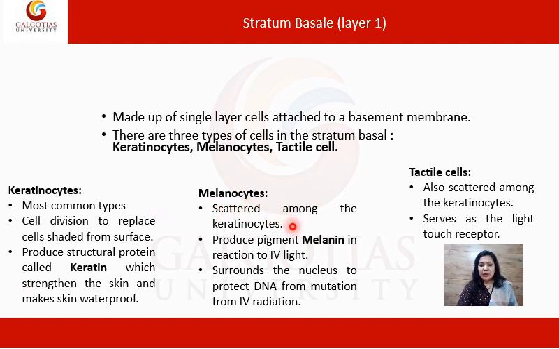Next is melanocytes. Melanocytes are scattered among the keratinocytes. They produce a pigment called melanin and react to the sun's ultraviolet light. They surround the nucleus to protect the DNA from mutation caused by UV radiation.